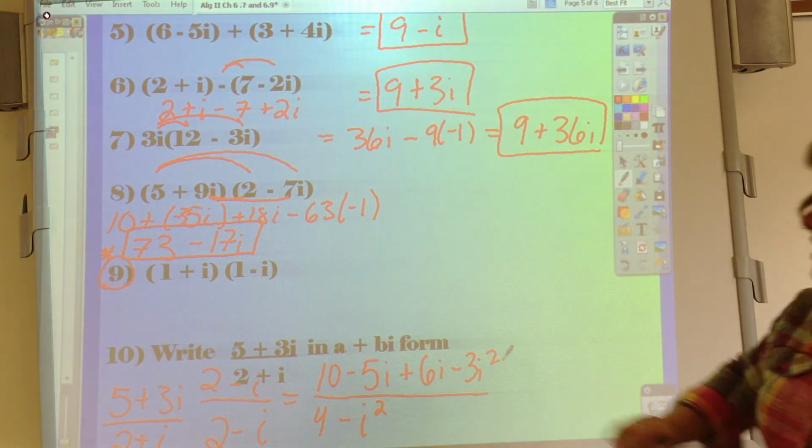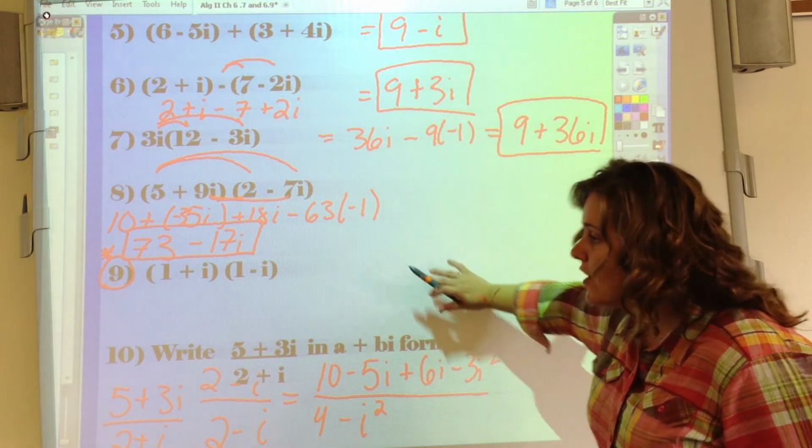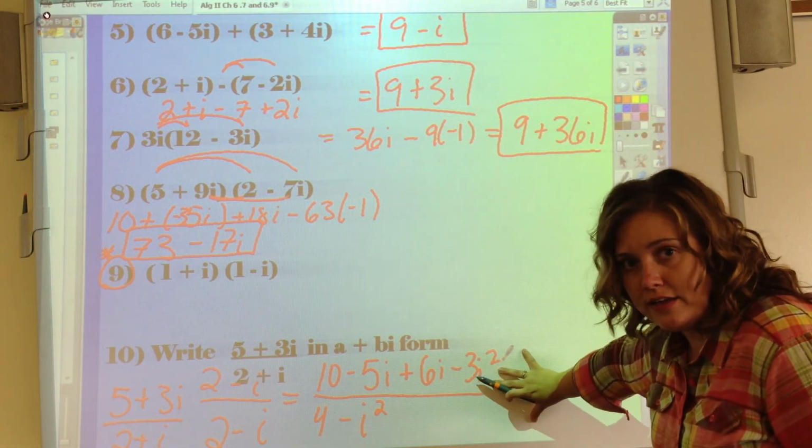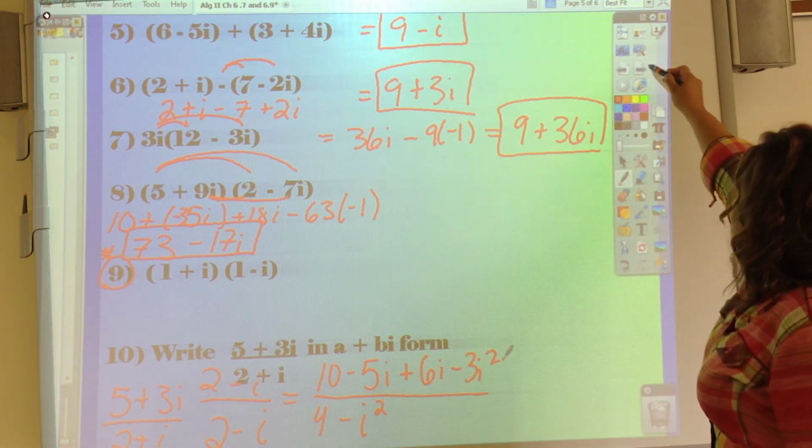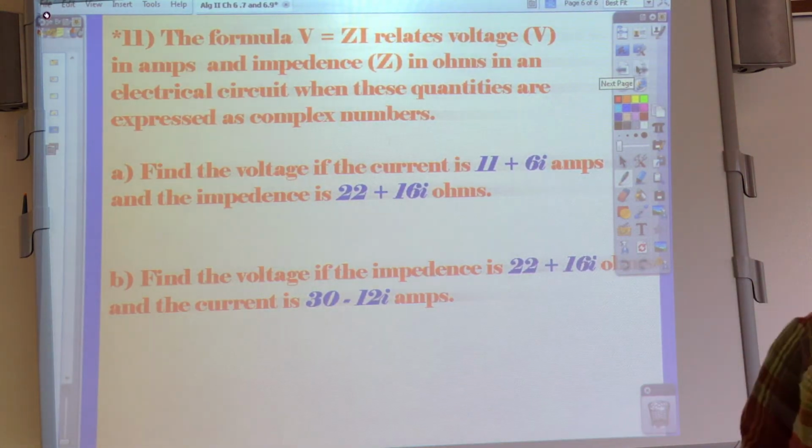I'd like you to go ahead and do number 9 in its entirety. Simplify number 10 and read and do number 11 on a separate sheet of paper to turn in at the beginning of class tomorrow. I will see you then.